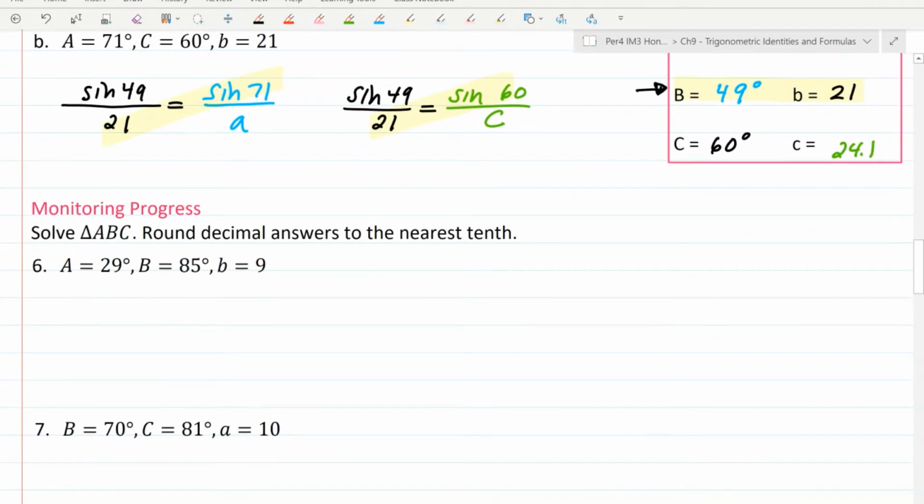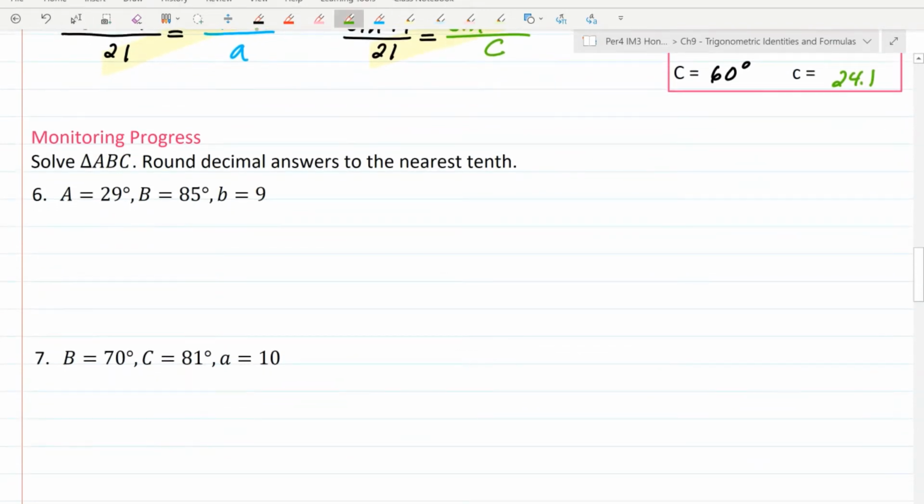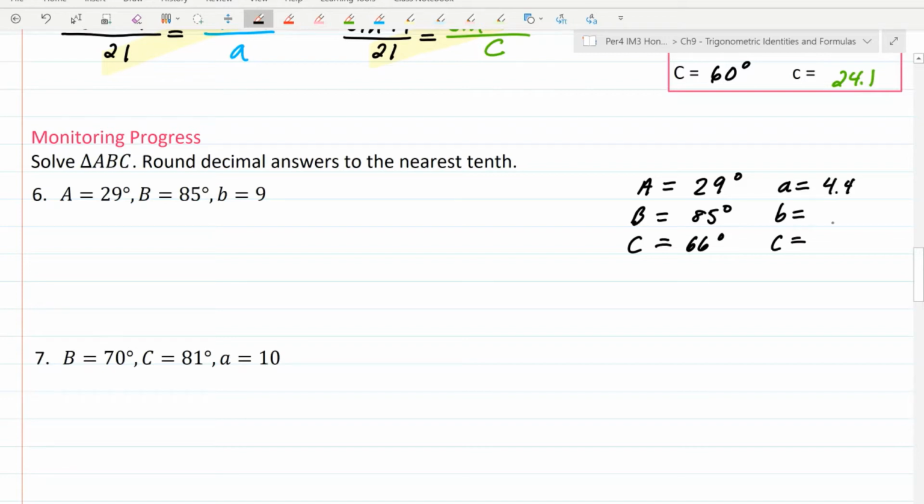All right, for the next ones, I'm going to go ahead and just write in the answers. So A was 29 degrees, 85 degrees, and 66 degrees. And here you should have 4.4, 9, and 8.3.